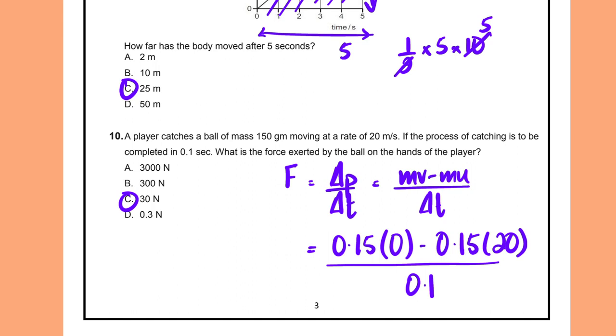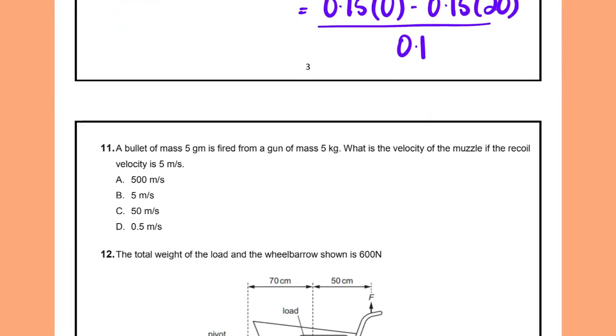On to the next one. A bullet of mass 5 grams is fired from a gun of mass 5 kg. What is the velocity of the muzzle if the recoil velocity is 5 meters per second? So what is the velocity? And apologies, this is a typo. It should really be the velocity of the bullet if the recoil velocity is 5 meters per second, because the muzzle is part of the gun.